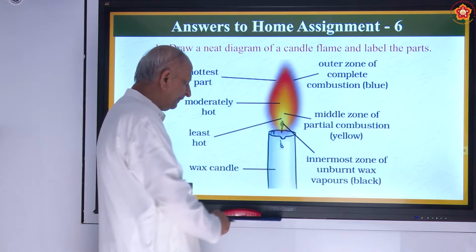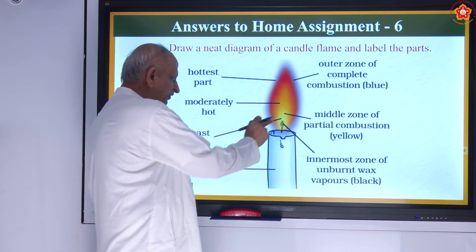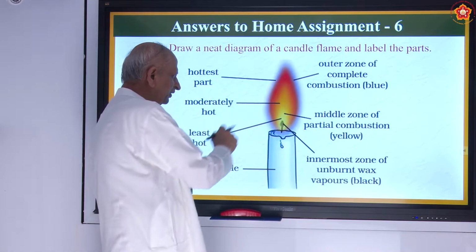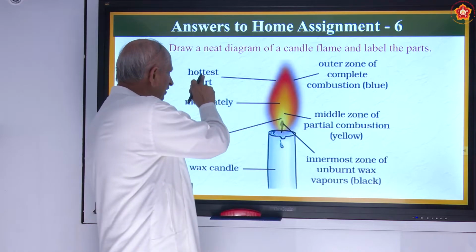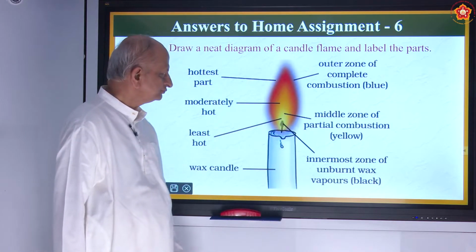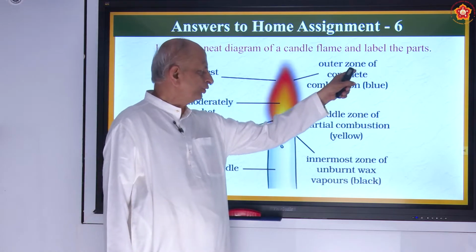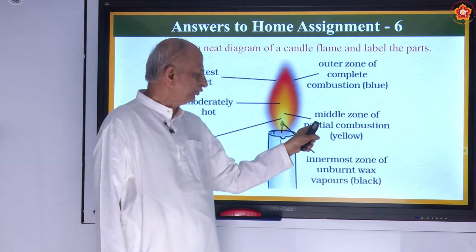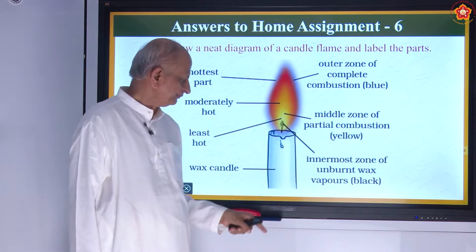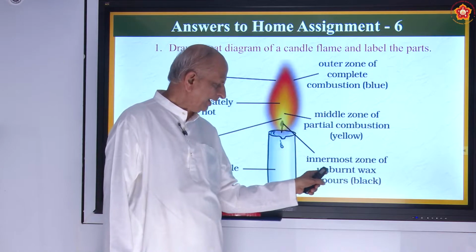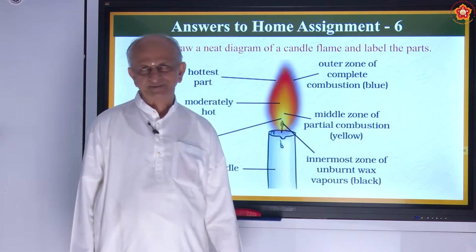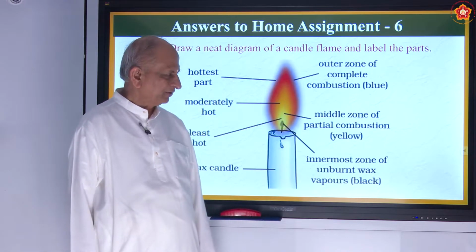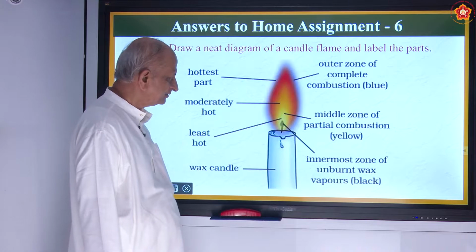So these are the wax candle parts. This is the least hot region, the black substance here. Moderately hot, the yellow substance. The hottest part, blue color, and that is called the outer zone. Complete combustion takes place here in the blue color. The middle zone, partial combustion. The innermost zone, unburnt wax vapors. So these are the different parts. Have you done it? Okay. It's a very interesting question.